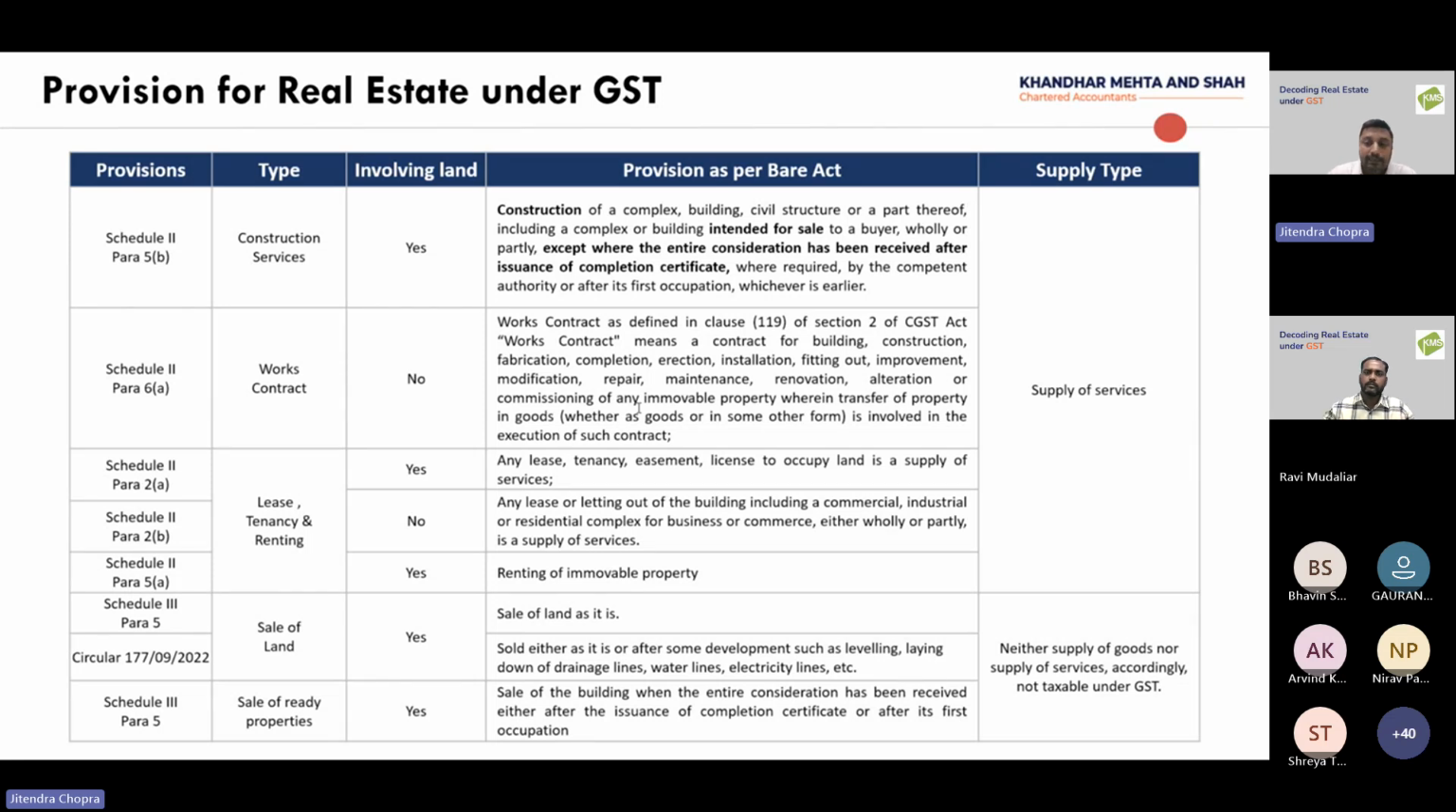Also note, lease, rental, tenancy, licensing to occupy land are all treated as supply of service. So many times developers and promoters wrongly assume that every land-related transaction is outside GST. That is incorrect. Land is outside GST, that is clarified under Circular 177. Rights arising from land may still become taxable. That distinction is the core litigation area under TDR.